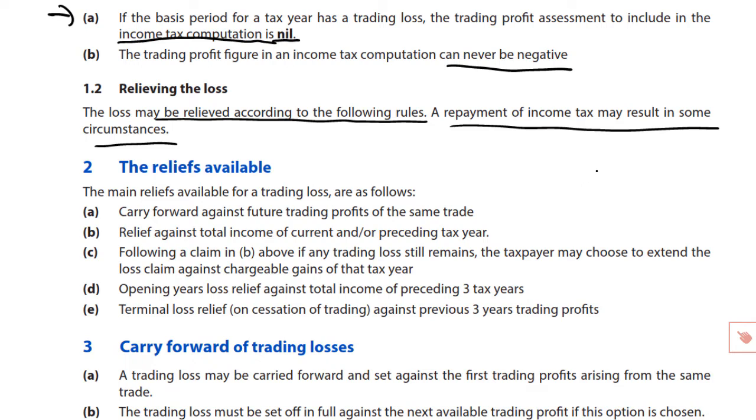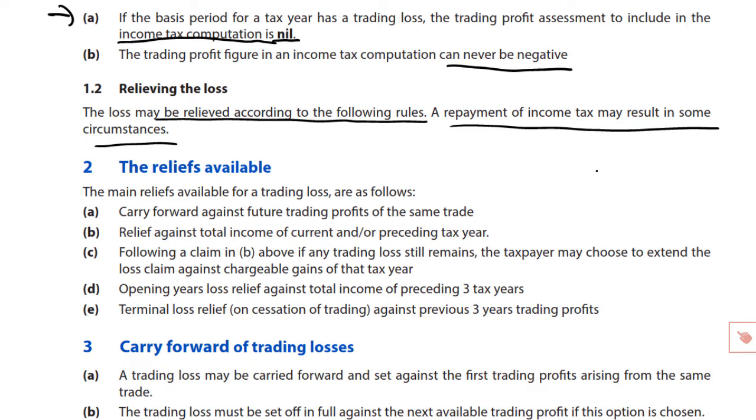The resume being that we could use a loss made by the taxpayer in relation to the current tax year. In the current tax year, we could carry it back to an earlier tax year. We could carry it forward to a future tax year.